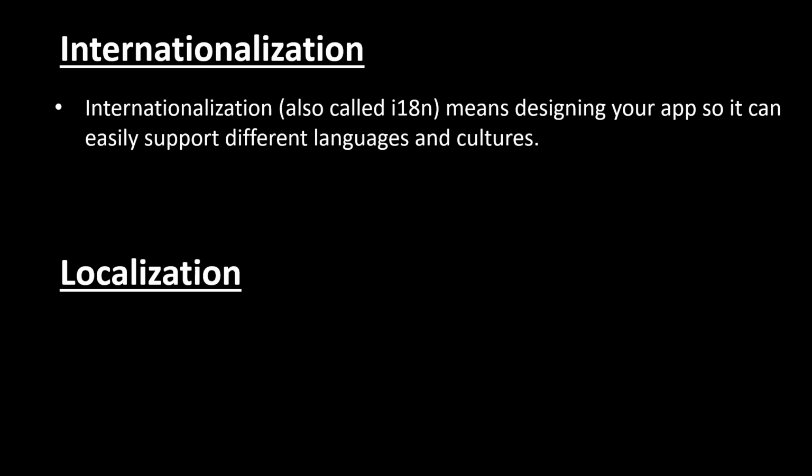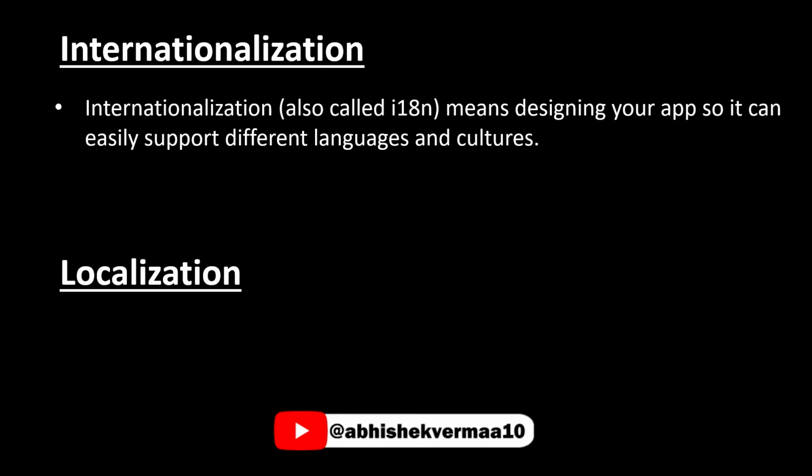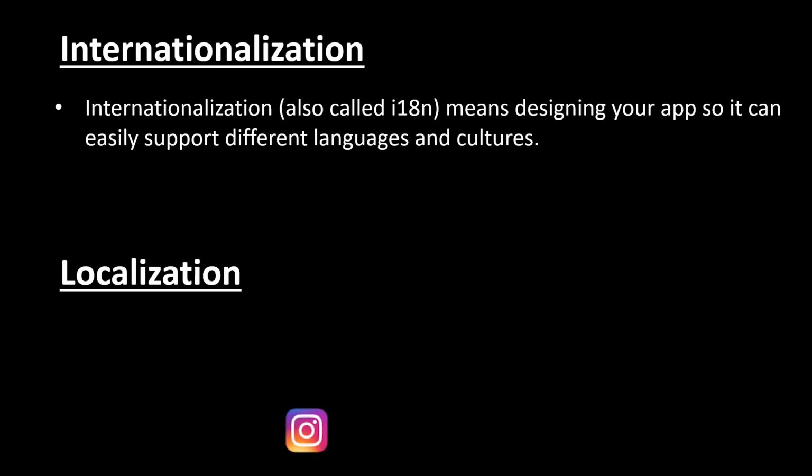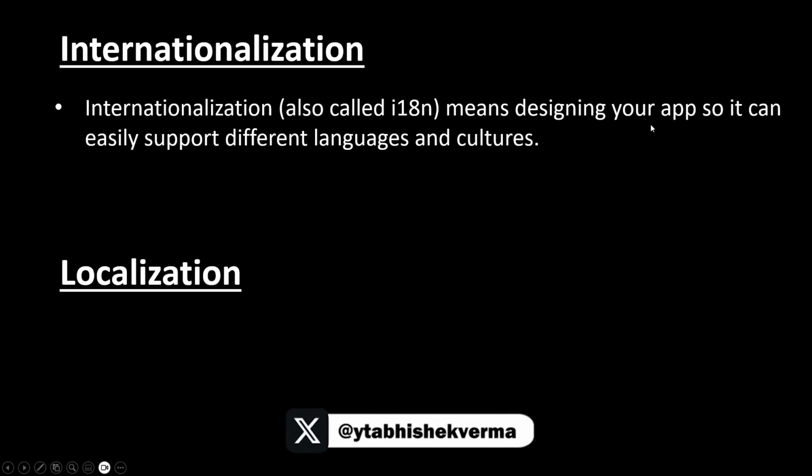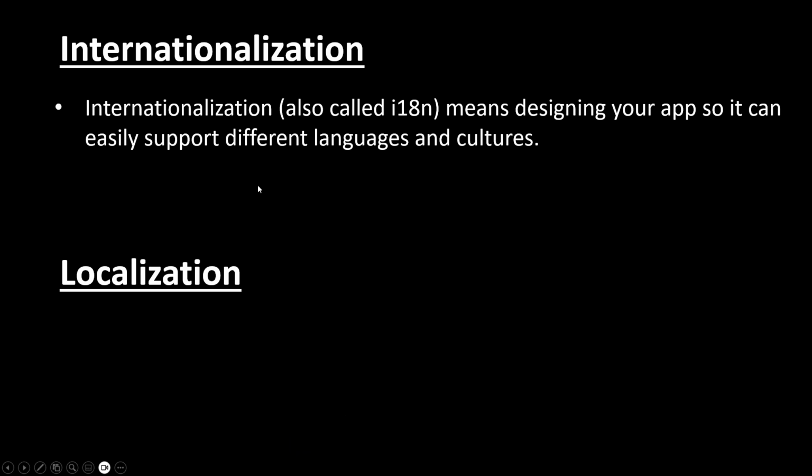So first of all, internationalization. It's a very big word. So in short, we can call it i18n, where 18 stands for the 18 characters between I and N. And in short, I will keep on using the term i18n only in this particular demo itself. Then it says that it means designing your application so that it can easily support different languages and cultures.